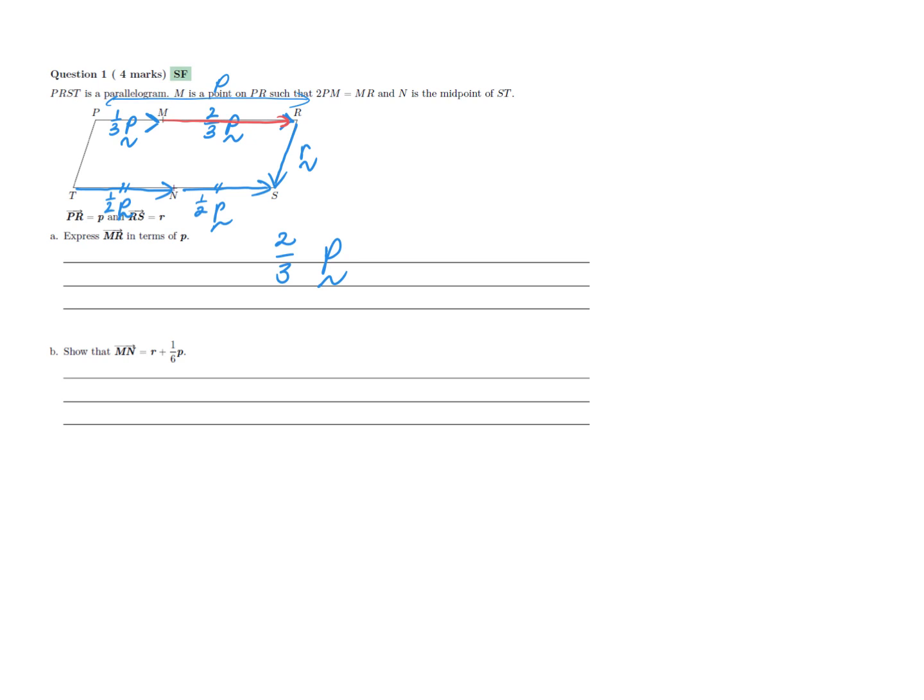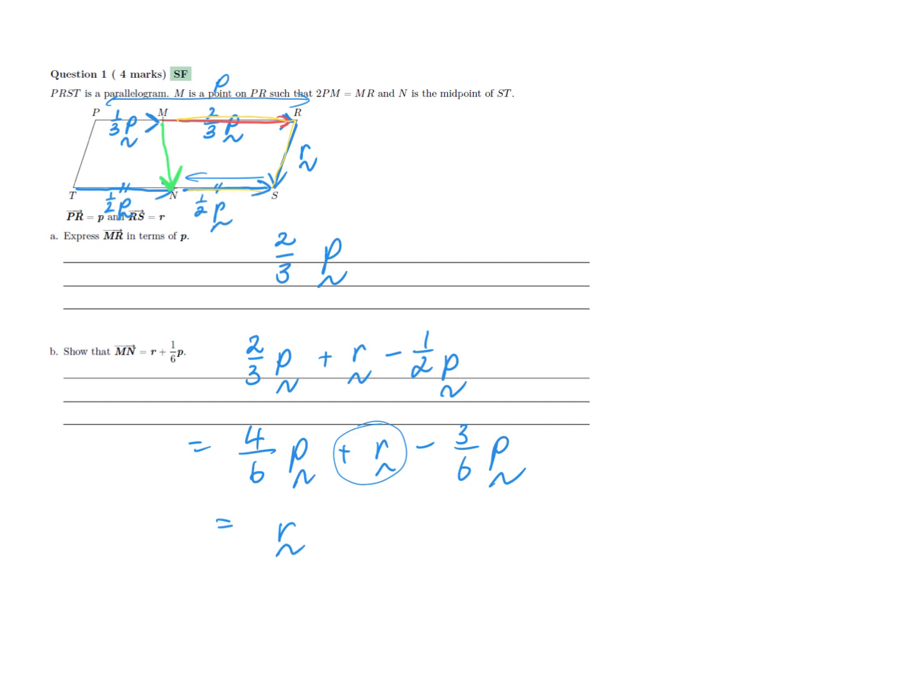Well, M to N, we've got to express that. So all I'm going to do is add up the vectors. I'm going to come around that way. That's going to be 2/3 of p plus r, and then I'm coming backwards on this one, so that's minus 1/2 of p. It would be nice if our vectors had common denominators here. So that's going to be 4/6 of p plus r minus 3/6 of p. Well, what do we have next? We've got r, that's this one here. 4/6 minus 3/6 is 1/6 of p. And we're done.